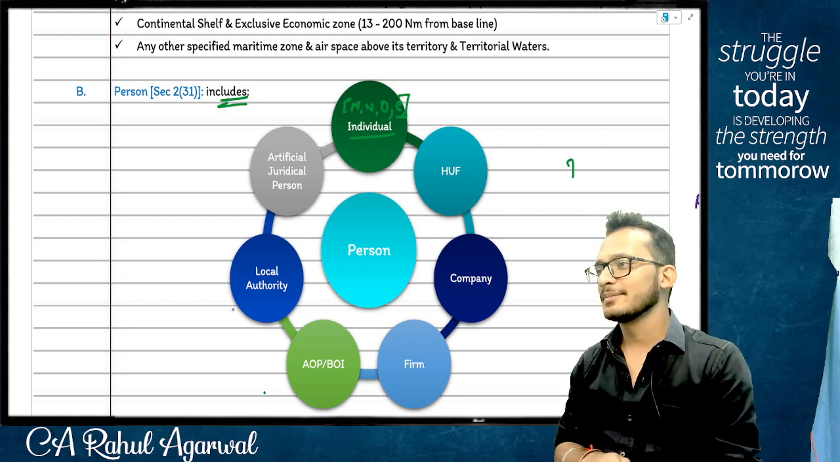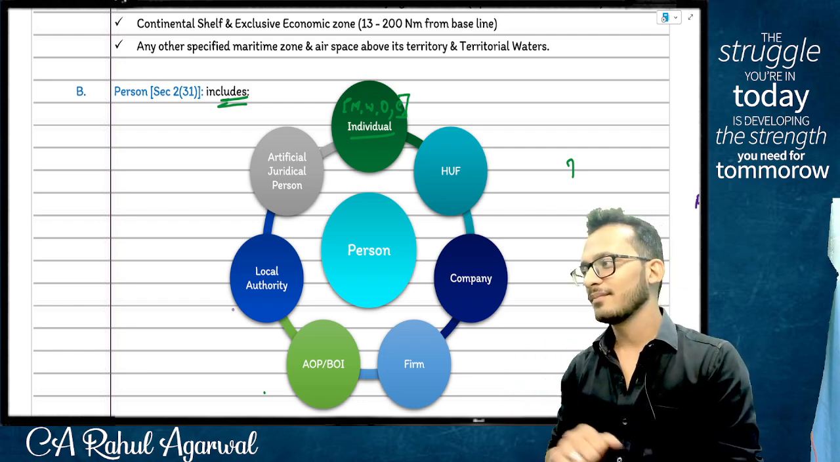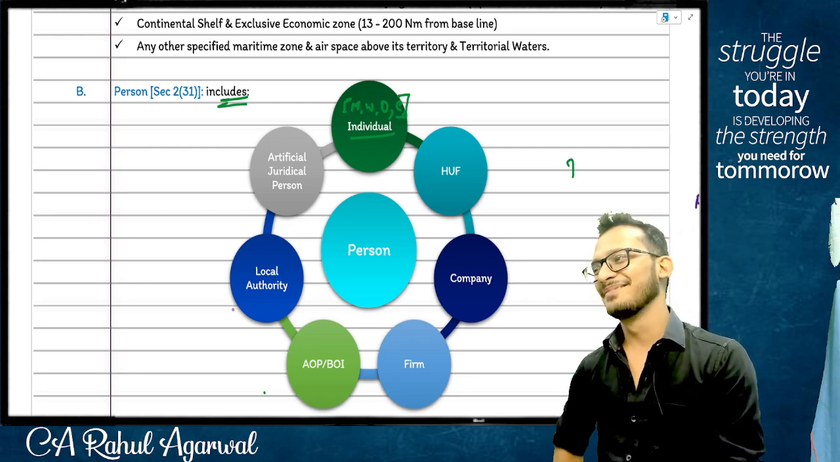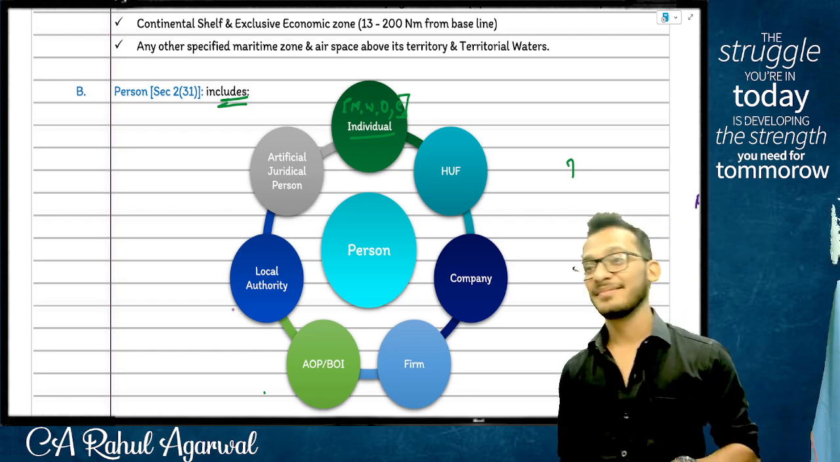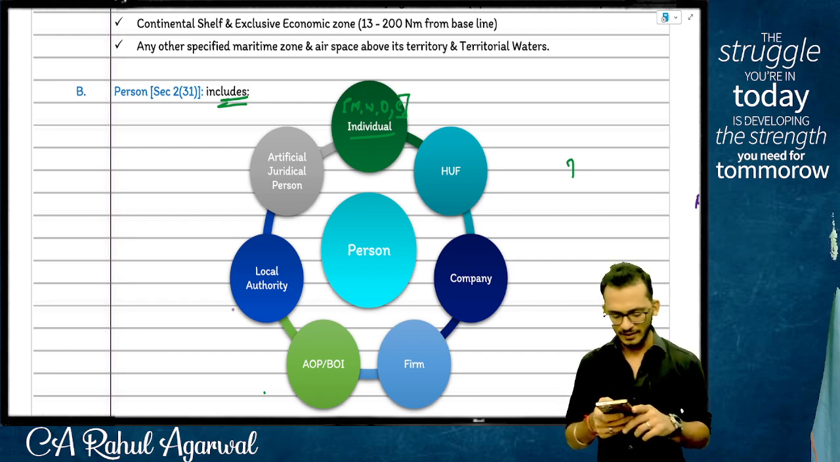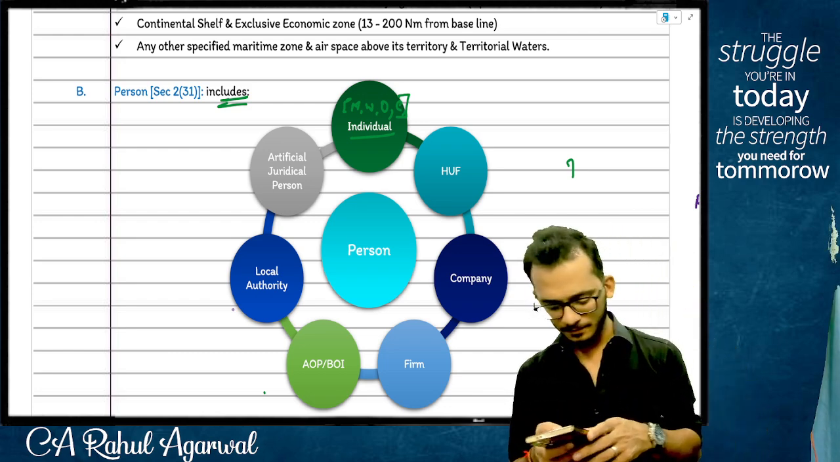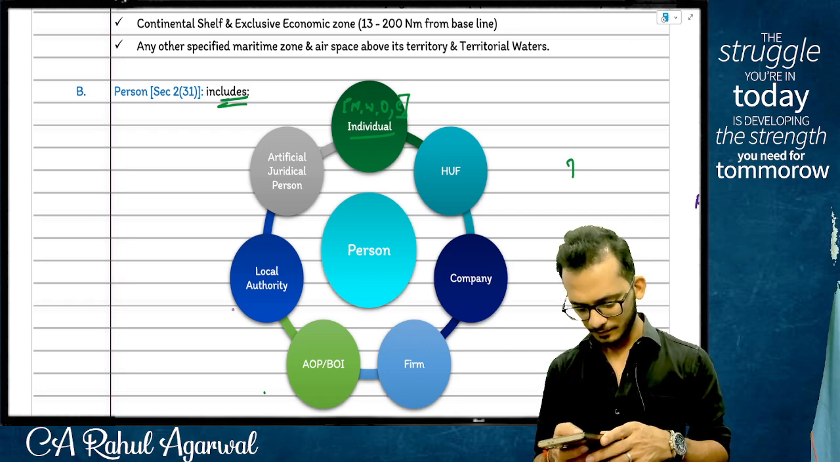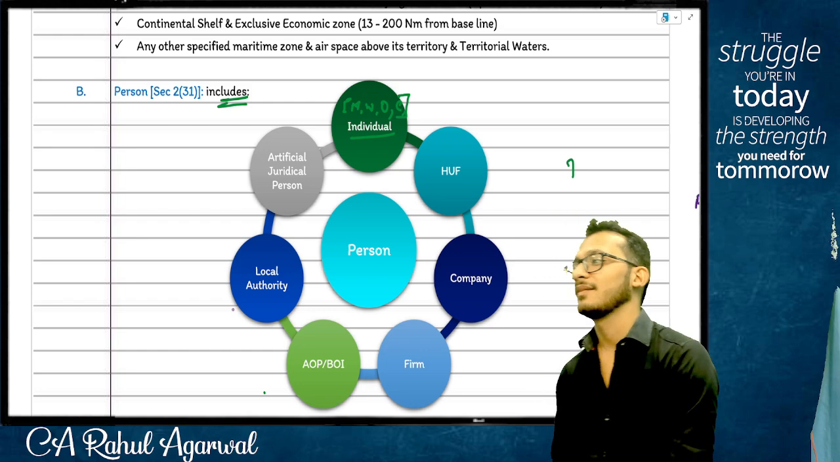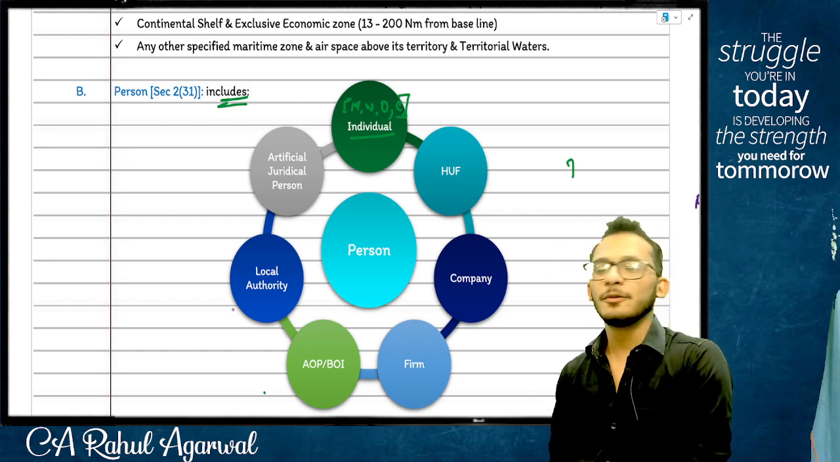Body of individuals. Association of persons is for not profit making. Right? Not necessarily profit making, but it can be for profit making also. Okay, what is AOP BOI?